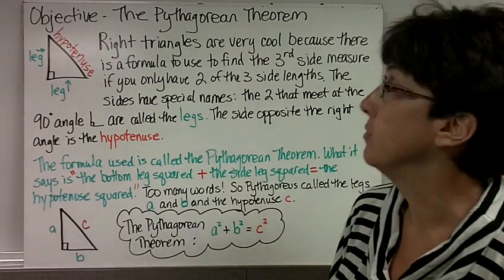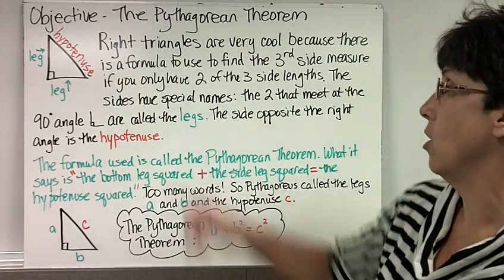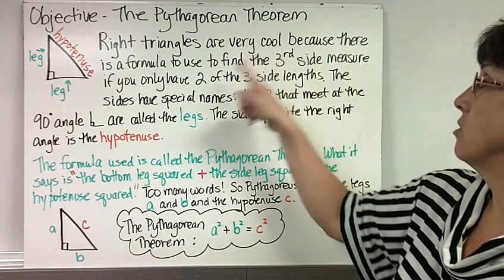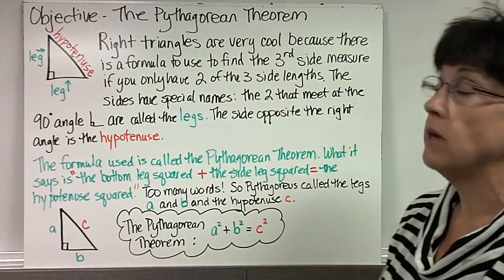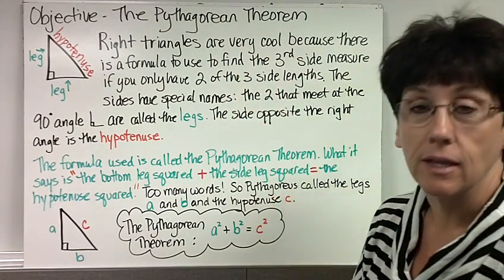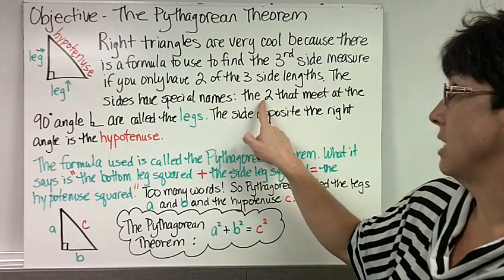Today's objective is the Pythagorean Theorem. Okay, right triangles are very cool because there's a formula to use to find the third side measurement if you only have two of the three side lengths. And the sides also have special names.